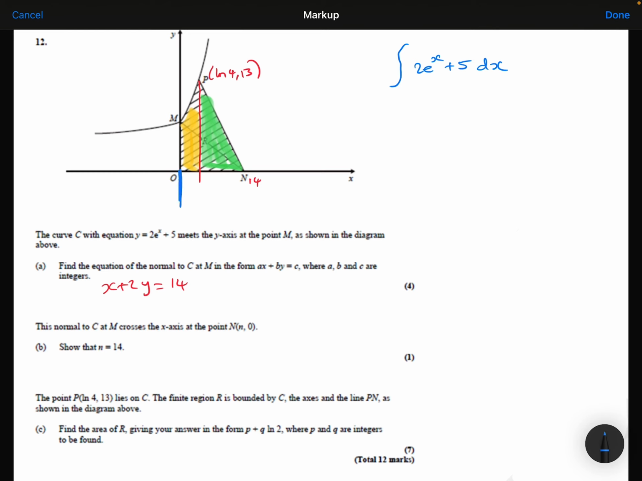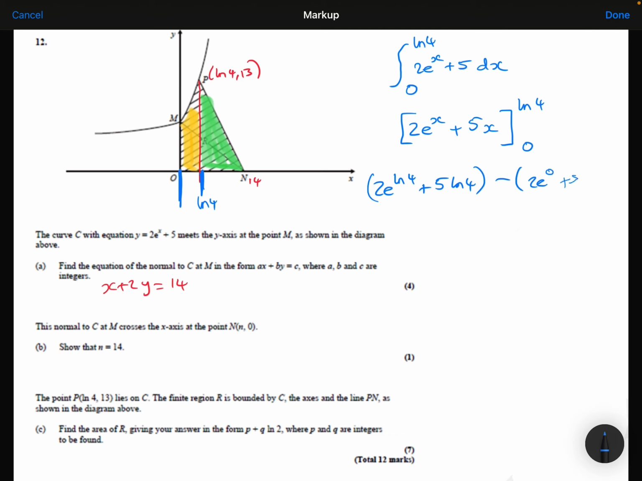My lower limit is 0. My upper limit is ln 4. Right, so let's integrate. 2e to the power x will integrate to be 2e to the power x. 5 will integrate to be 5x. Substituting the limits in, I'll get 2e to the ln 4 plus 5 ln 4 minus 2e to the power 0 plus 5 times 0.